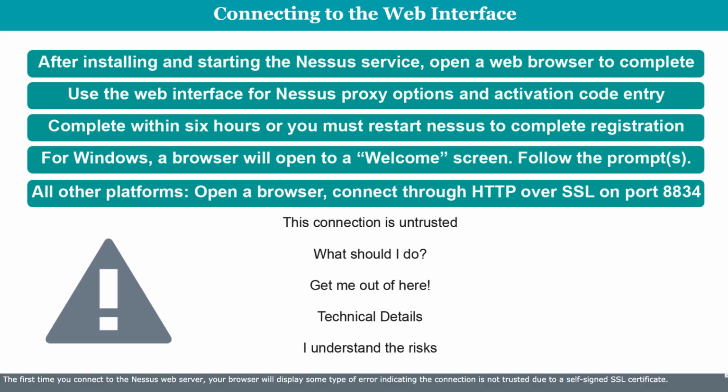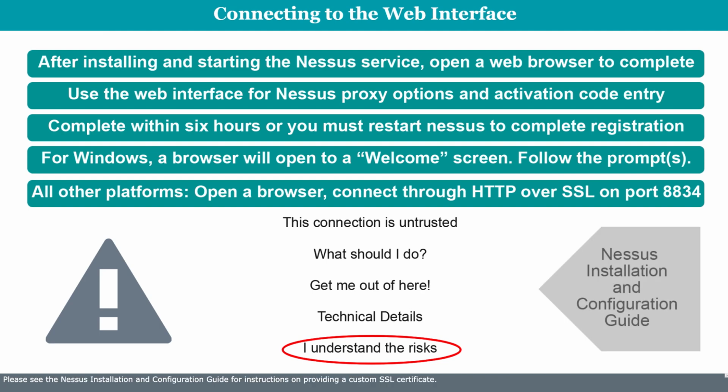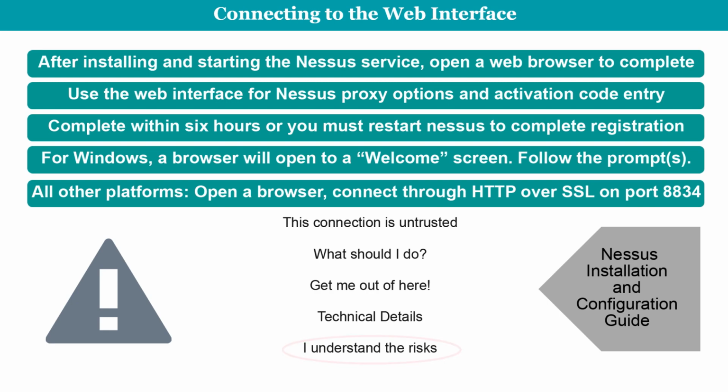The first time you connect to the Nessus web server, your browser will display some type of error indicating the connection is not trusted due to a self-signed SSL certificate. For the first connection, accept the certificate to continue configuration. Please see the Nessus installation and configuration guide for instructions on providing a custom SSL certificate.